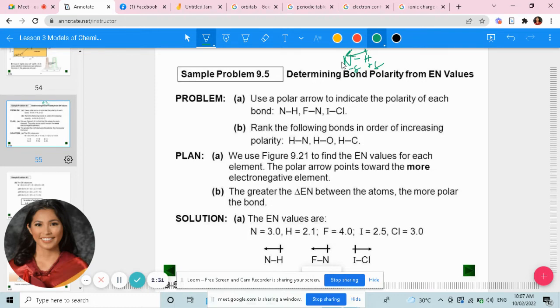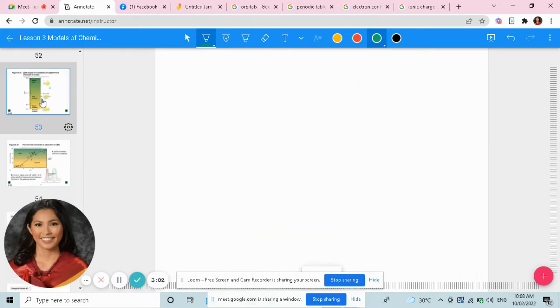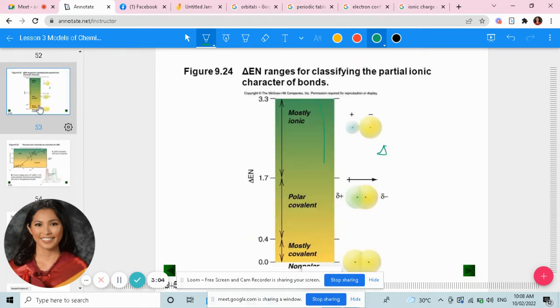Now, we have the values. We have EN values. For nitrogen, we have 3.0. Delta EN is equal to 3.0 minus, for H, we have 2.1. That is equal to 0.9. Now, is it polar or non-polar? Non-polar, ma'am.